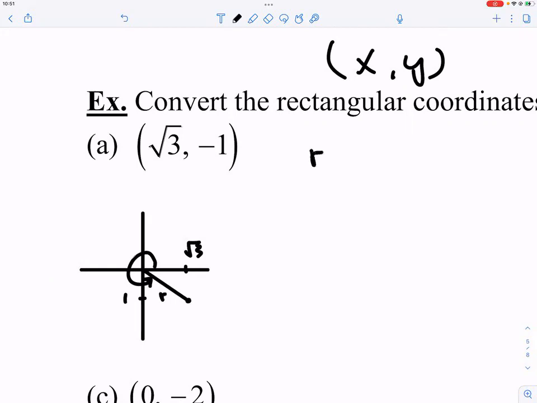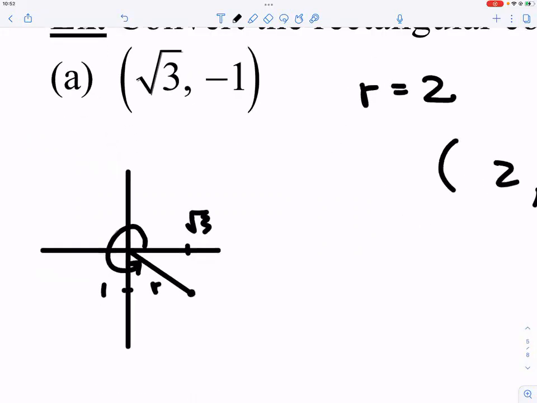So let's go ahead and figure out the r here. What's the r? Well, x squared plus y squared, and then take the square root. So x squared would be 3, y squared would be 1, 3 plus 1 is 4, square root of that would be 2. So we got the first coordinate already. That's the r, that's 2. What about the angle?